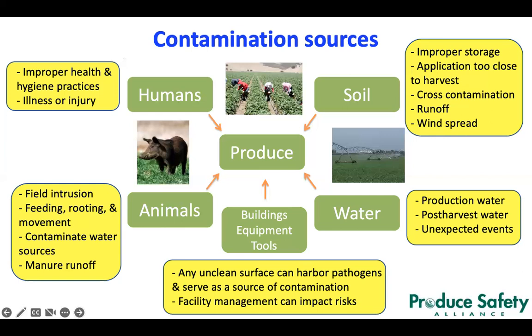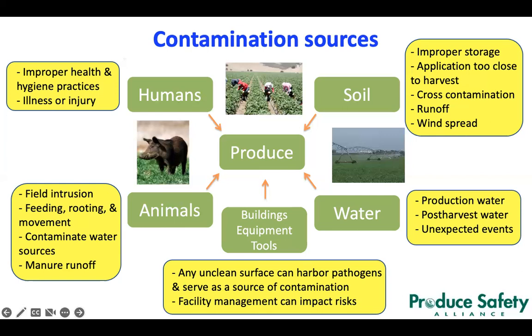human pathogens. Water, including production water and post-harvest water, can carry and spread human pathogens, contaminating entire fields or large amounts of produce. When there are water events, for example, if your irrigation water has been contaminated by feces, it will contaminate the fresh produce when it touches them as you are watering the field.